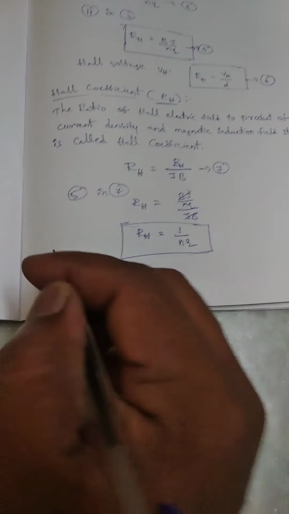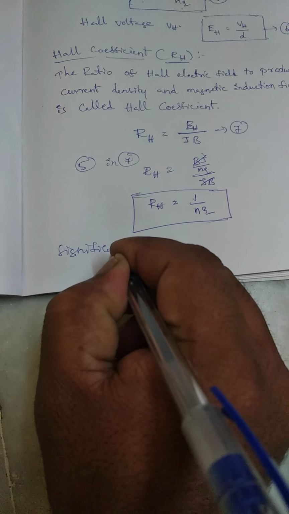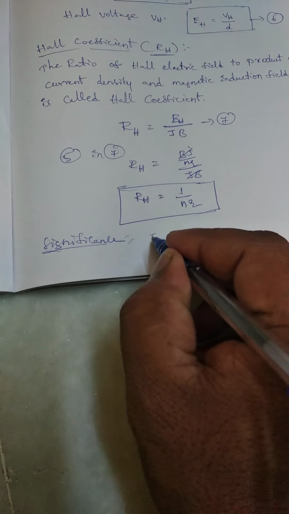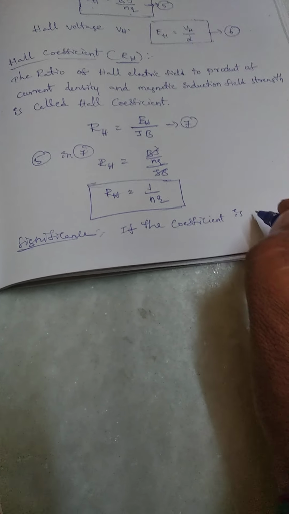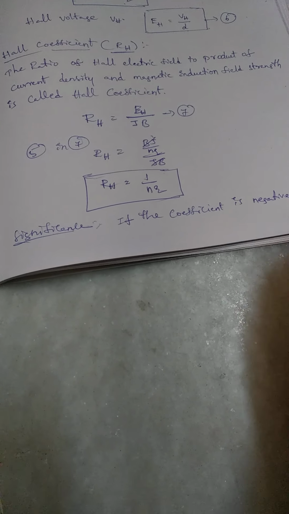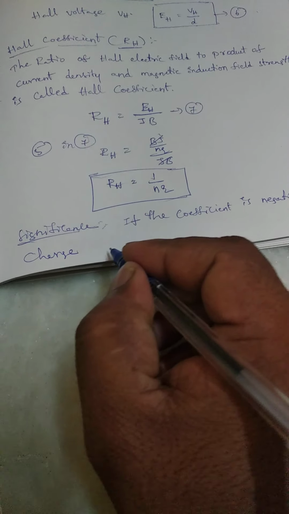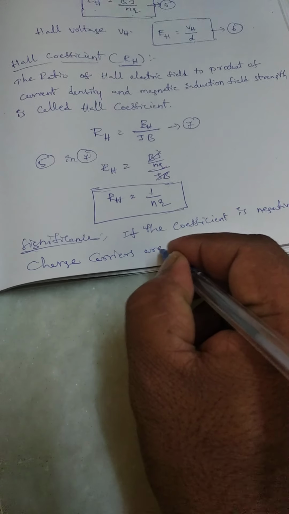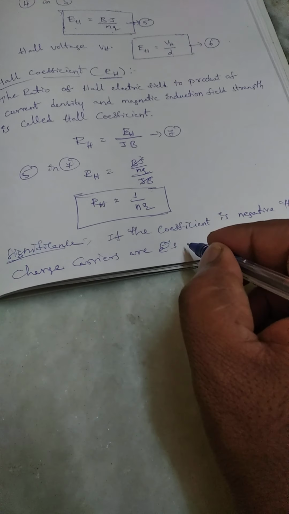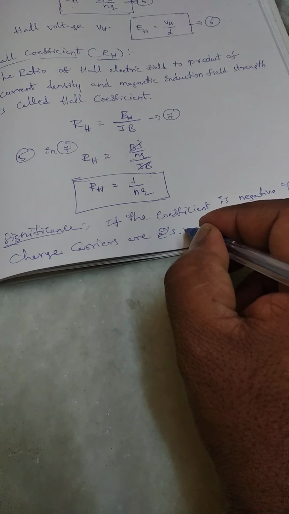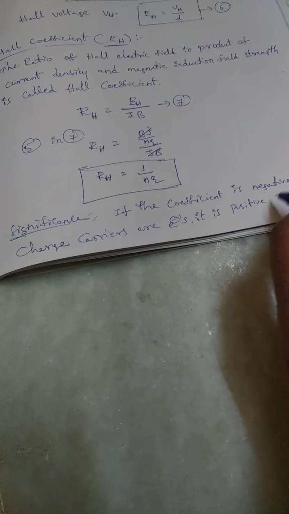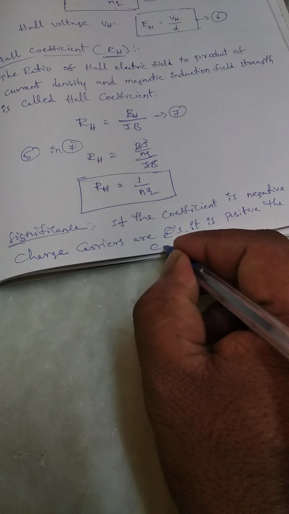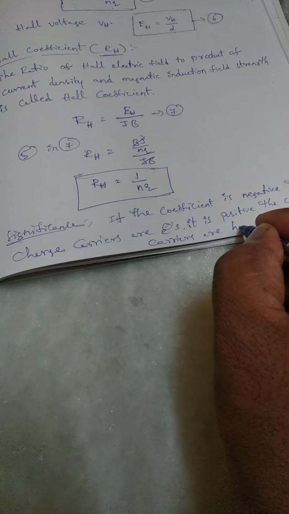Now the significance: if the Hall coefficient is negative, the charge carriers are electrons. Otherwise, if it is positive, the charge carriers are holes. This is the Hall coefficient.